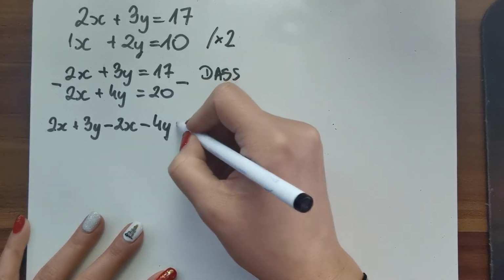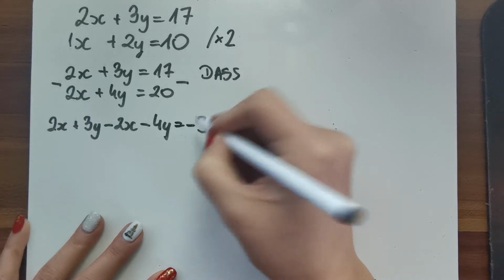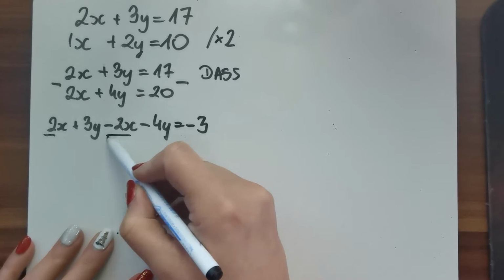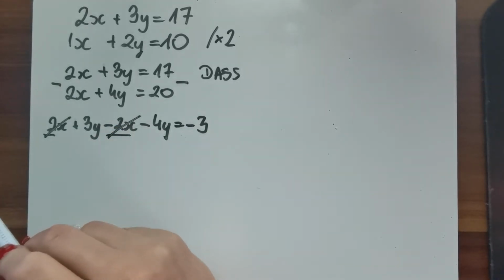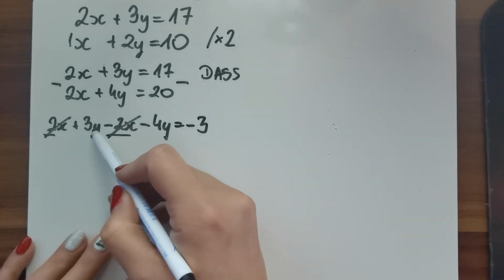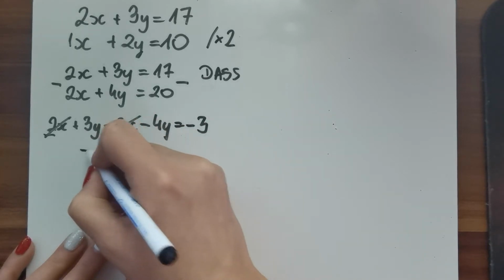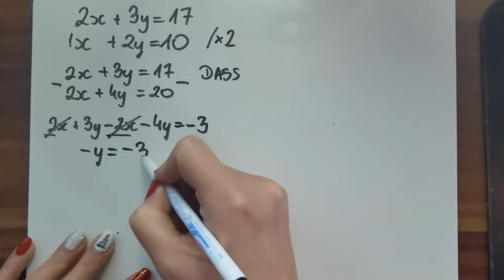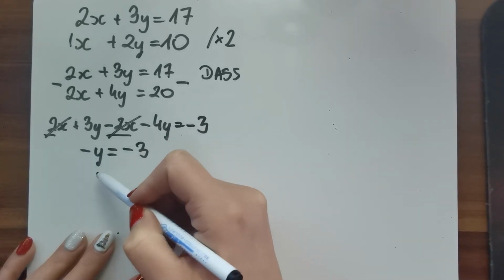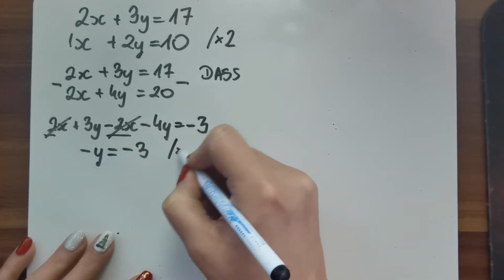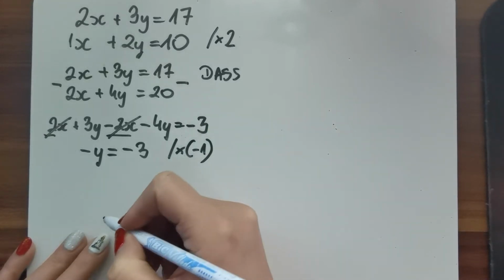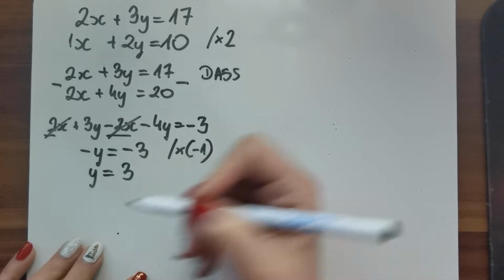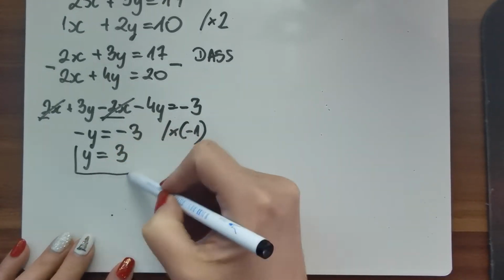17 take away 20 will be negative 3. Okay, so we will collect like terms. 2x take away 2x, we will eliminate from our equation, and we will have 3y take away 4y is equal to negative y, and it must be equal to negative 3. Remember, we need to have y, not negative y, so it means that we need to multiply both sides by negative 1, and we will get y is equal to 3. So we have our y.